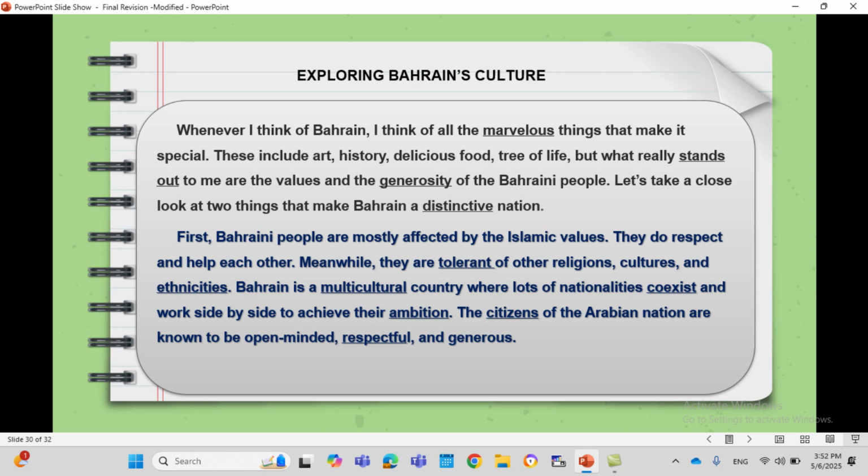And we have this word, which is the word ethnicity. Ethnicity means a person who belongs to a certain ethnic group. As we say, for example, we have the Arabs, the Caucasian white Europeans, the Southeast Asians, the Africans. These are different examples of ethnicities that coexist in Bahrain. Okay, so ethnicity, as I told you, means a person who belongs to a certain ethnic group.